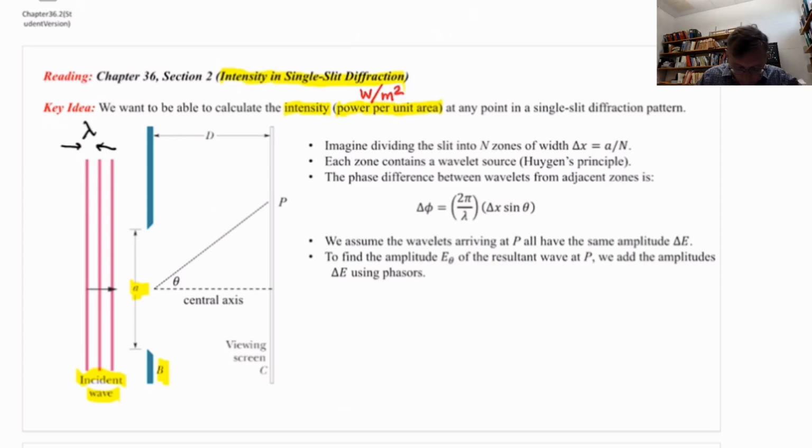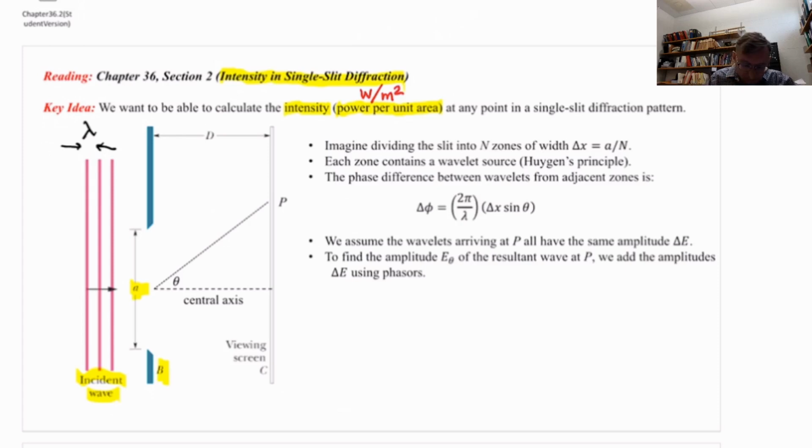But we're assuming the slit width A is a little bit bigger than the wavelength, right? This picture shows that. Not smaller than the wavelength, a bit bigger. Not a huge amount bigger, but a bit bigger. Basically as this picture shows.